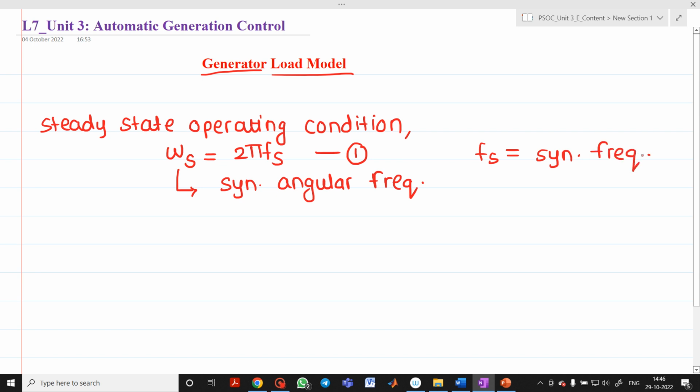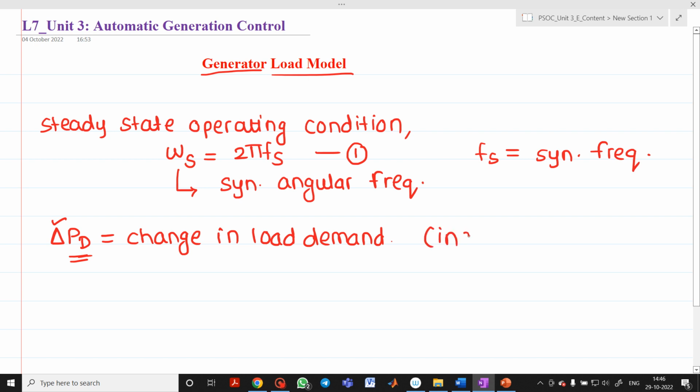Now let us assume that due to increase in the load demand, I will write it here, let delta PD is equal to change in the load demand. This is what? Change in the load demand. D stands for demand, P is the power, so we can say it is demanded power. Demanded power is nothing but power which is demanded by the load, so we can say it is a load demand. This delta represents it is change in the load demand.